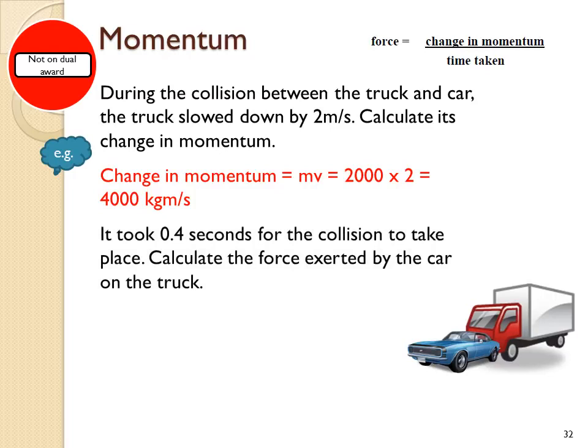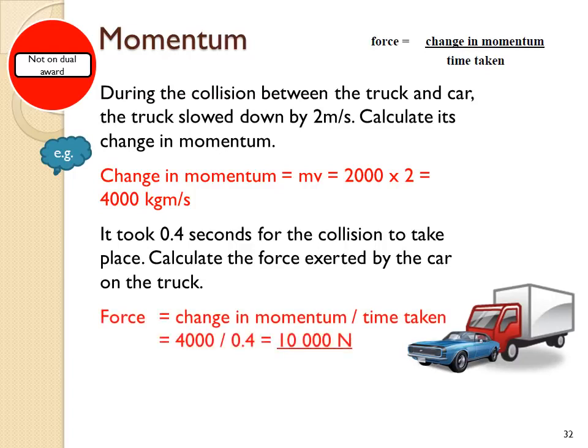If you're told it took 0.4 seconds for the collision to take place, that's the time in which the car is being struck by the truck, you can calculate the force exerted by the car on the truck, or equally by the truck on the car. You'd use the equation change in momentum over time, so that was 4,000 divided by 0.4, which is 10,000 newtons.